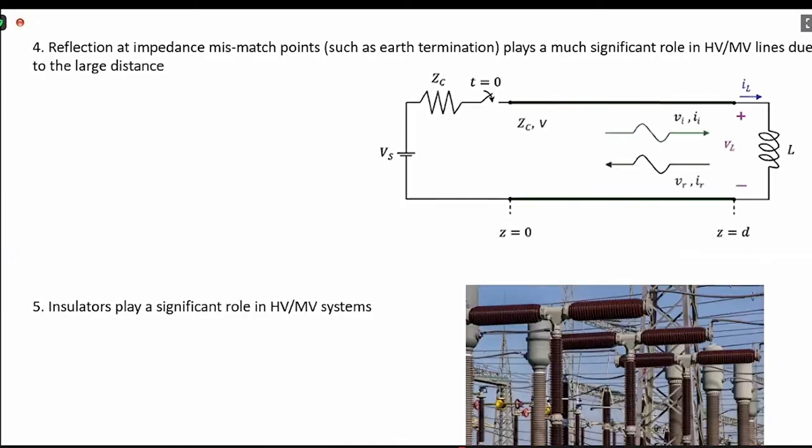And the fourth difference is reflection at impedance mismatch points. For example, an earth termination plays a much more significant role in HV/MV lines. Why? Because the length of the lines is very high, so the reflection effects also come into play. And also in the case of HV and MV systems, the insulators play a significant role compared to the LV systems.